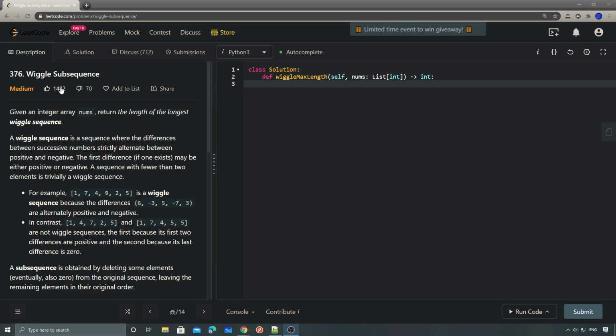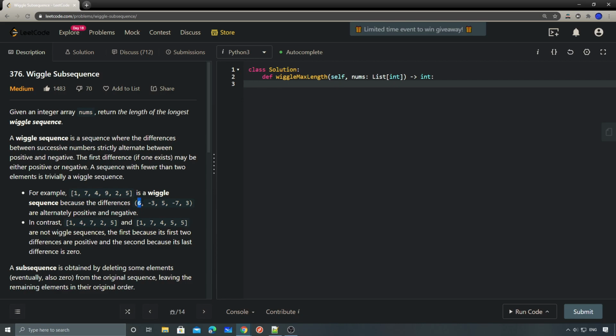Today's daily challenge is problem number 376, Wiggle Subsequence. You're given an integer array nums, and we need to return the length of the longest Wiggle sequence. A Wiggle sequence is one where the differences between adjacent numbers strictly alternate between positive and negative. For example, if the first difference is positive, the next difference has to be negative.